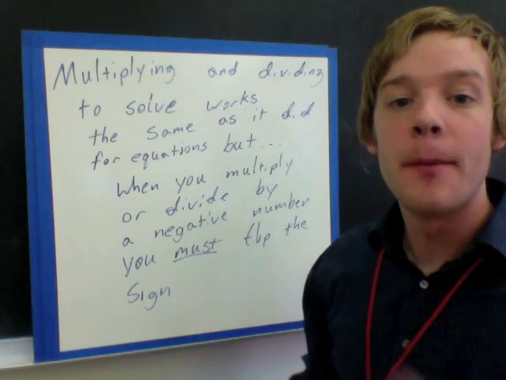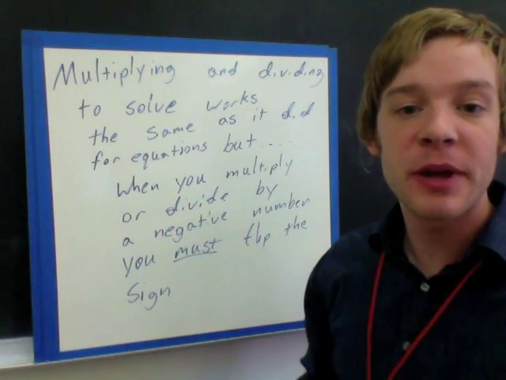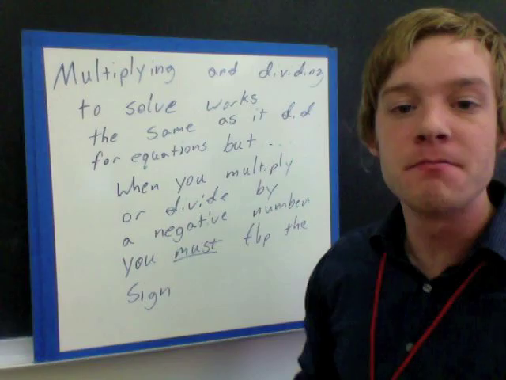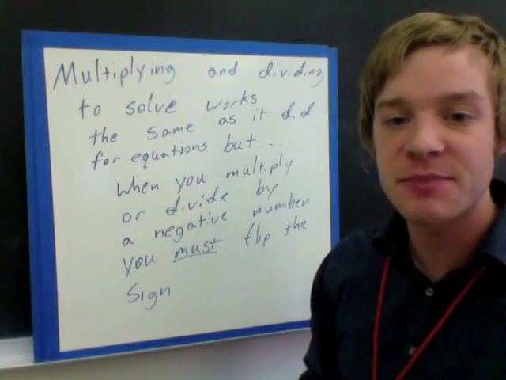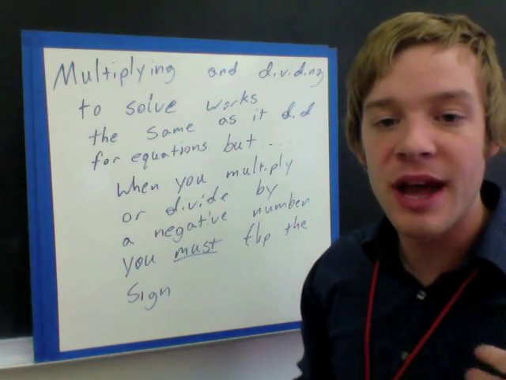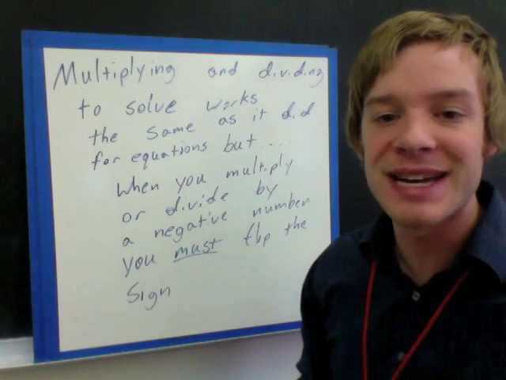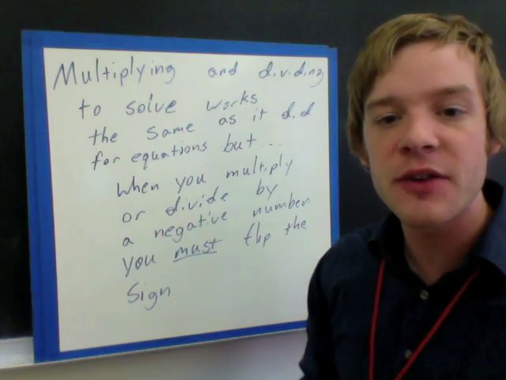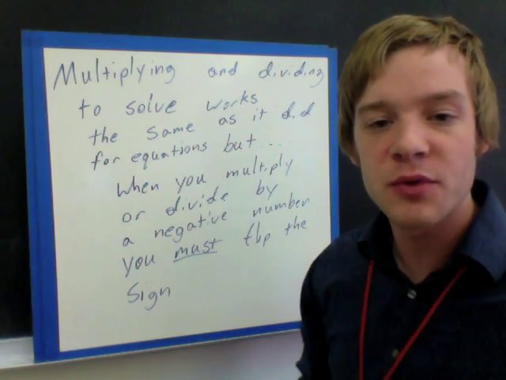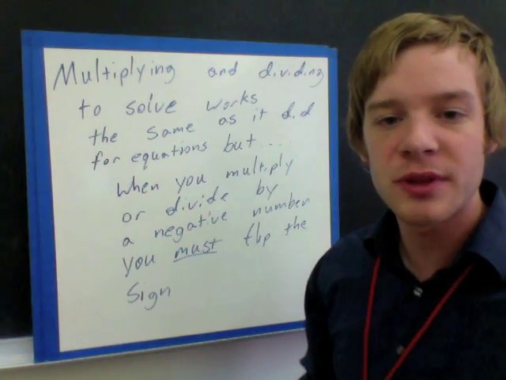but when you multiply or divide by a negative number, you must flip the sign. The sign has to point the other direction whenever you multiply or divide by a negative number. You have to be very careful with this, and we'll go through some examples to show you what this looks like.